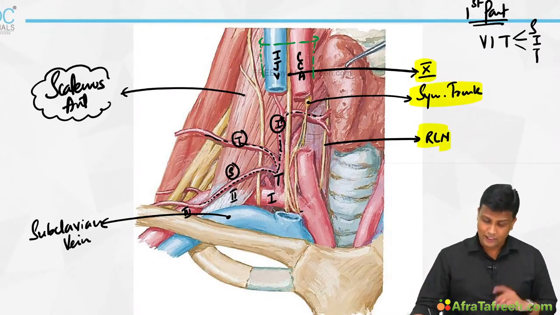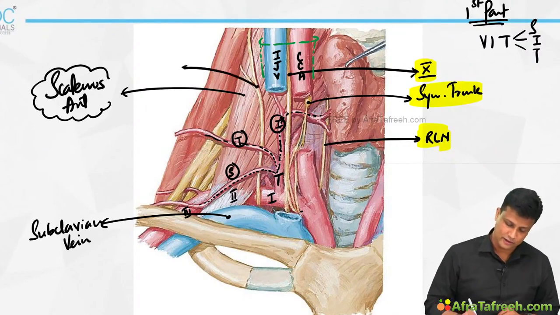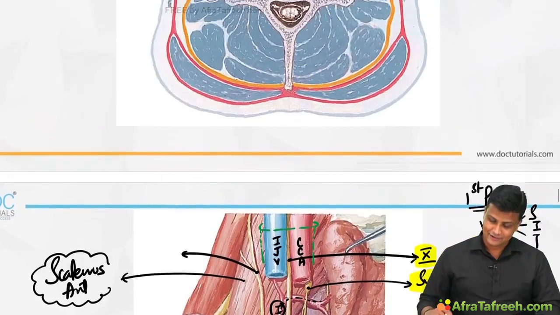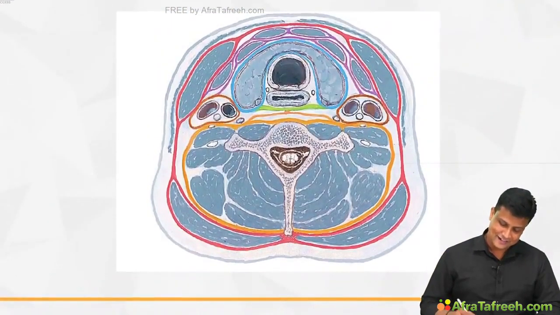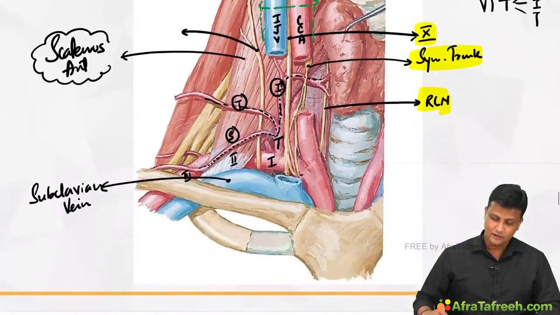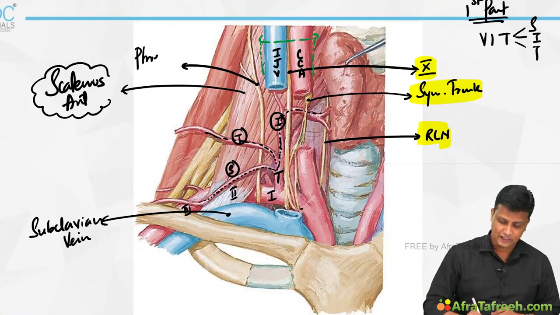Done. Now the last one which is remaining, and which was actually asked in your exam, is, what about this nerve over here? That nerve is in front of the scalenus anterior muscle. Recall. So this is actually the scalenus anterior muscle, and there is a nerve in front of the scalenus anterior muscle, and that one will be the phrenic nerve. So definitely, if it is in front of the scalenus anterior, it has to be the phrenic nerve.